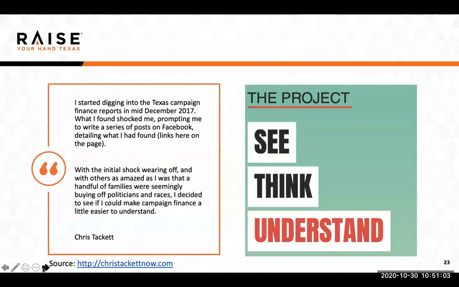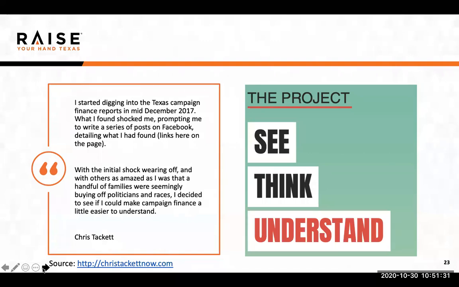Okay, so we understand where the data comes from. We know how to find it, but you might not want to download the data and manipulate it yourself. That takes a lot of work, and that's a skill set that not everybody has. A few years ago, an individual named Chris Tackett, a former school board member in Granbury, came along. This quote comes from his website.